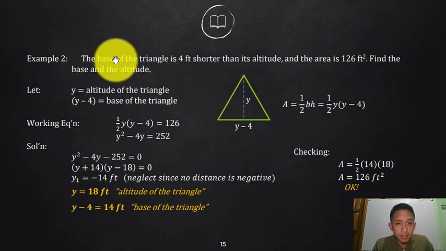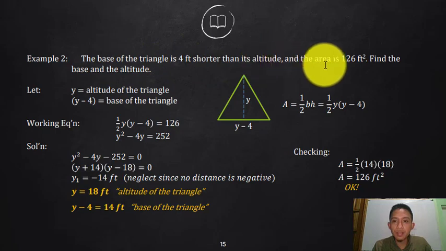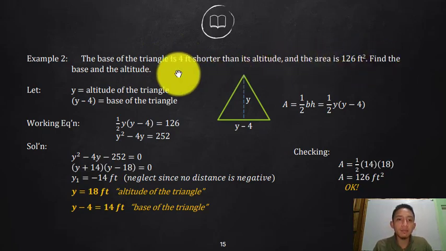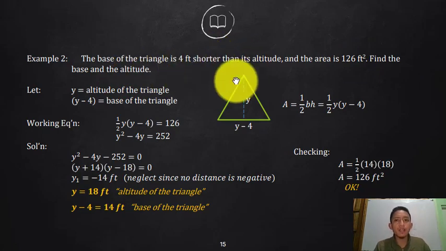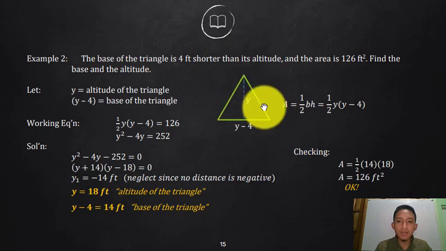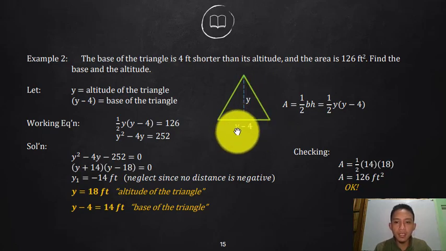Okay, so let's try to understand. The base of the triangle is 4 feet shorter than its altitude, and the area is 126 feet squared. Find the base and the altitude. So let's try to find the dimensions. I will create a figure here because maybe this will help me. Let's say y is the altitude. It's up to you, you can say that x is the base. It's up to you how you will do this one. But for me, let's say y is the altitude.